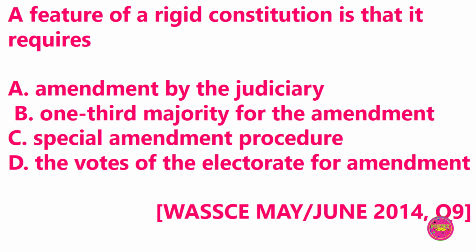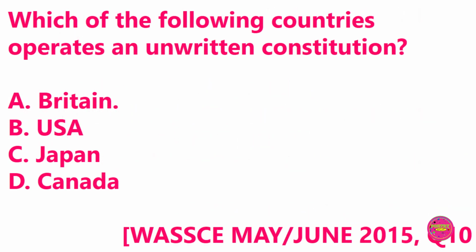A feature of a rigid constitution is that it requires A. Amendment by the judiciary. B. 1/3 majority for the amendment. C. Special amendment procedure. D. The votes of the electorate for amendment. The correct answer to this question is C. Special amendment procedure.